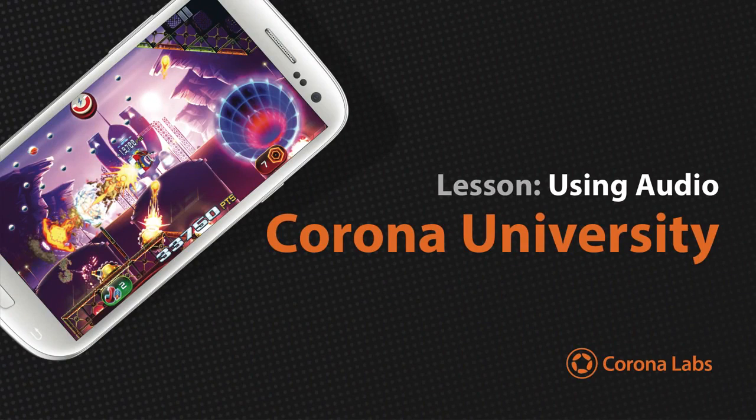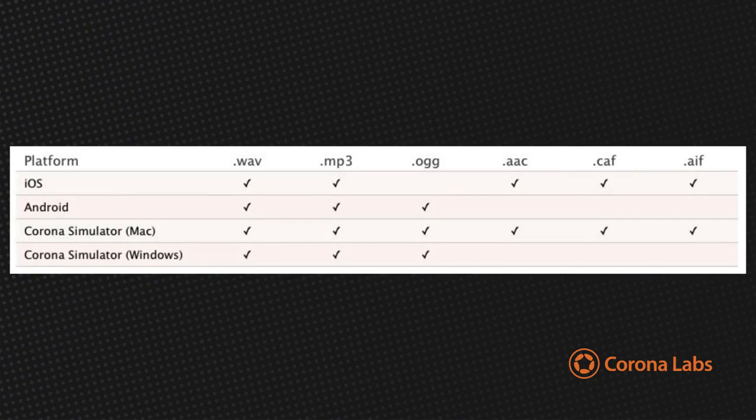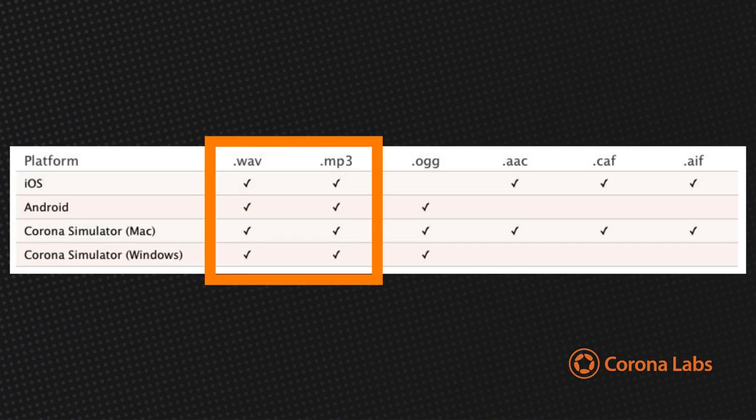In this video, we'll look at how to load and play sound using Corona SDK. The Corona audio system provides access to advanced OpenAL features for adding sounds to your apps. The system supports different audio formats depending on the environment and platform you're using. WAV and MP3 formats work best across all platforms and environments.